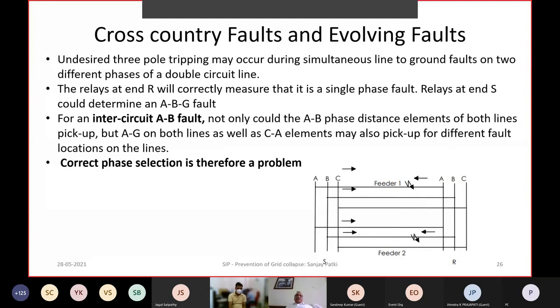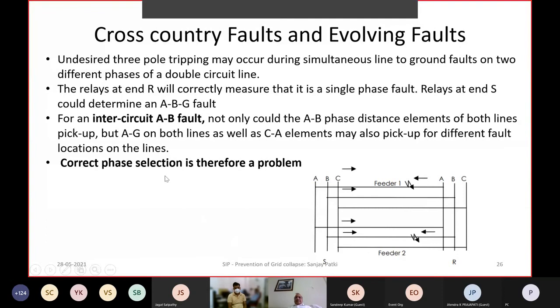In real life, we also face the problem of what we call cross-country fault or evolving fault. What is a cross-country fault? Cross-country fault means basically there are, say, two lines, and on one line you have a fault in A phase, and at some other location the second line has a fault in another phase. So now you see there are fault currents flowing in A phase, and fault currents flowing in B phase here.